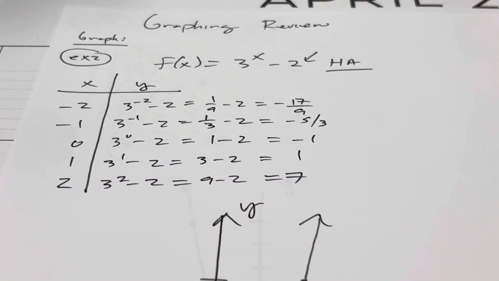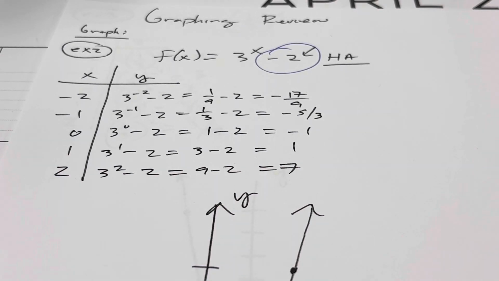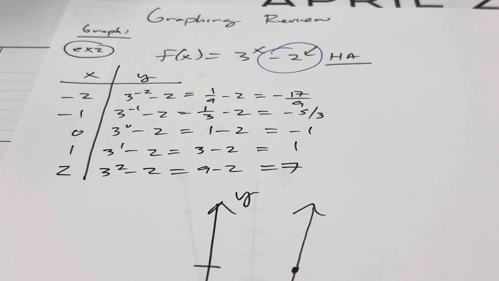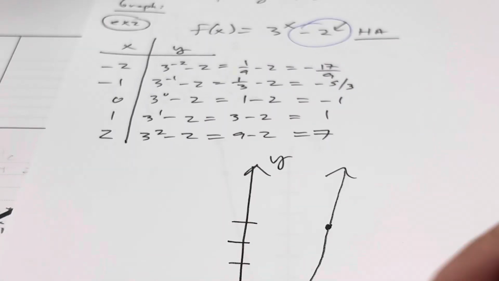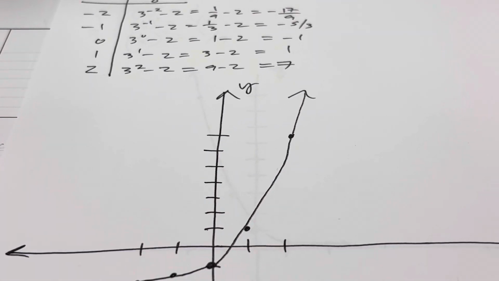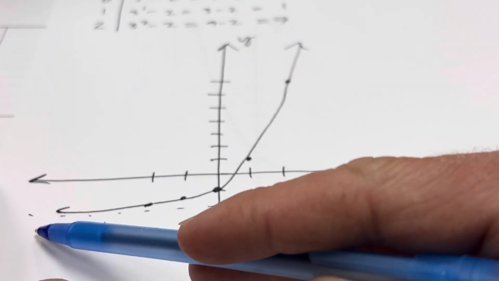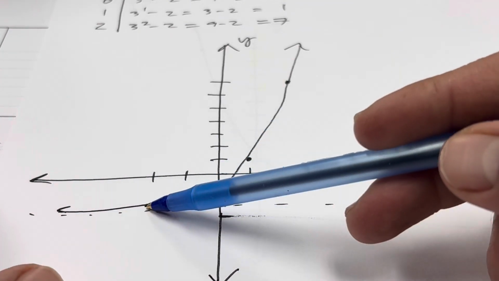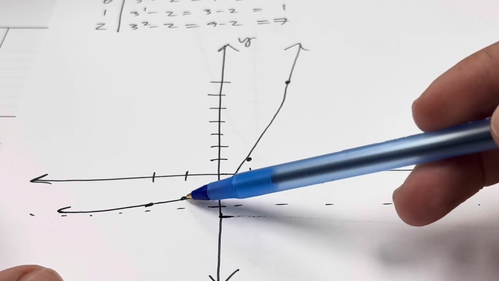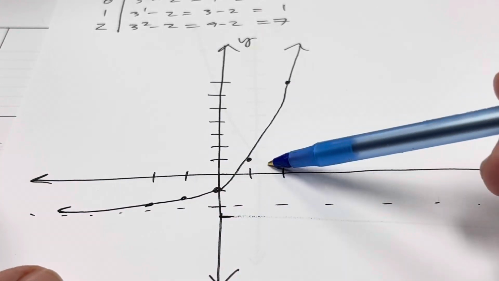All right, so this -2 all by itself, that's the horizontal asymptote. And if we graph that, we would just see that, hey, I'm approaching -2 as I go to the left. I can't cross -2. So we want to have a dotted line for the horizontal asymptote here so that I know I am not going to go below the line y equals -2. So there's roughly -2, -17/9, -1, -5/3, 0, -1, 1, 1, 2, 7.